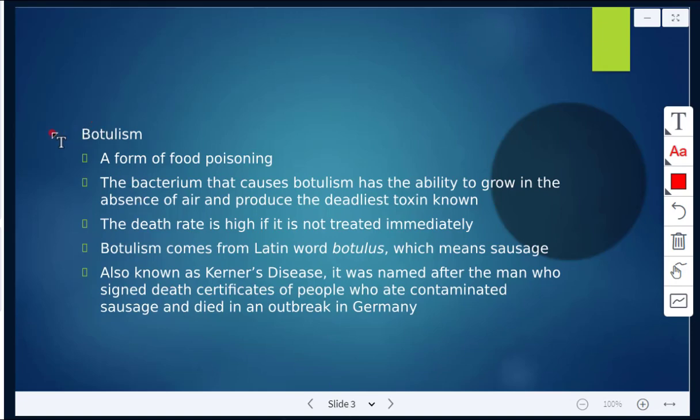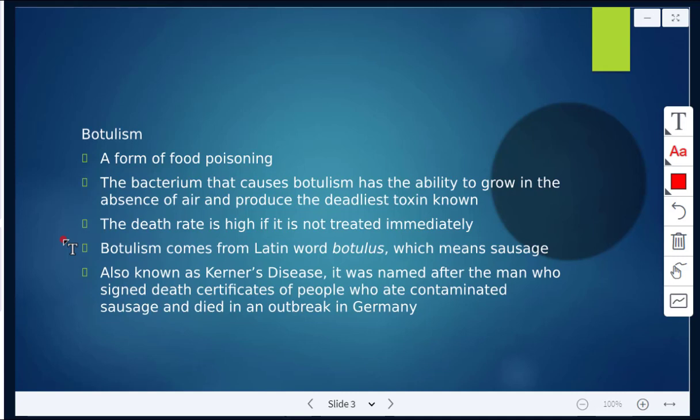Botulism is a form of food poisoning. There's a bacteria that causes botulism, and it has the ability to grow in the absence of air, and it produces the deadliest toxin known. The death rate is high if it's not treated immediately. And a common source, for example, is sausages.